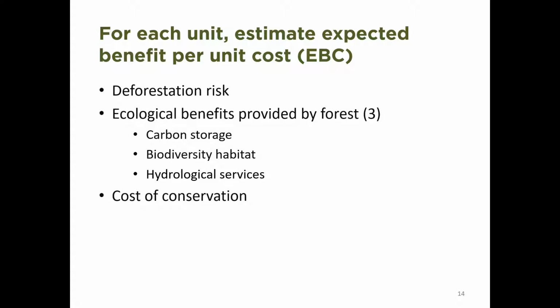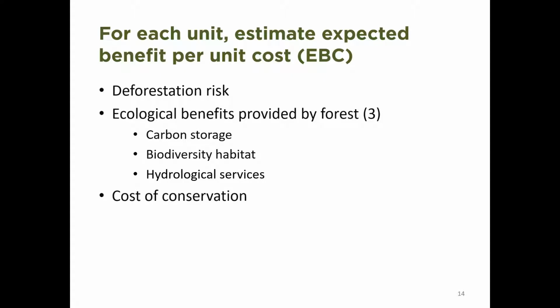The EBC depends on three things. The first is the risk of deforestation. The greater that risk in a spatial unit, the higher the EBC will be. So if deforestation risk is low, then the expected benefit of conserving forest cover in that unit is low, since that forest cover wouldn't disappear even if there were no intervention.